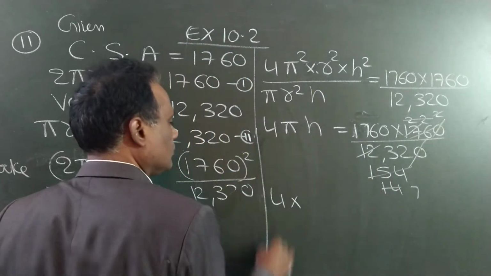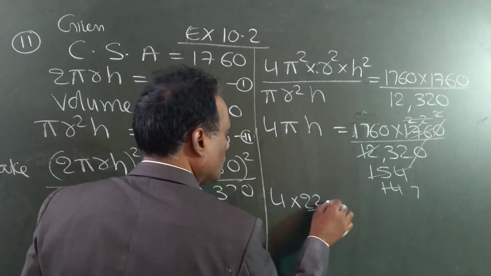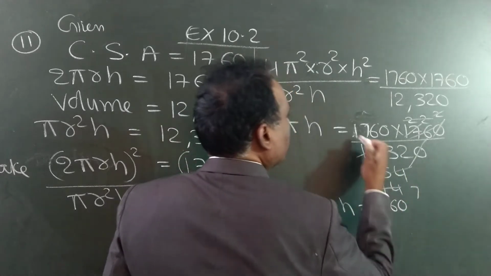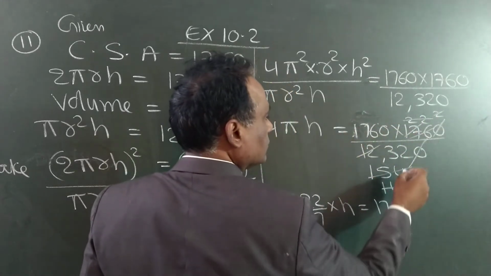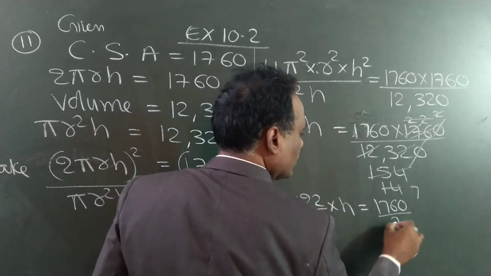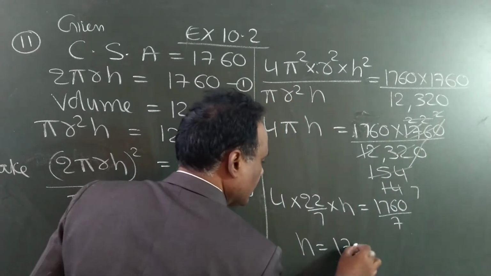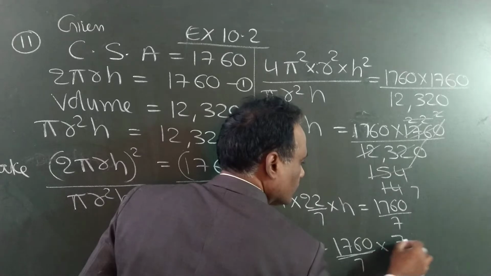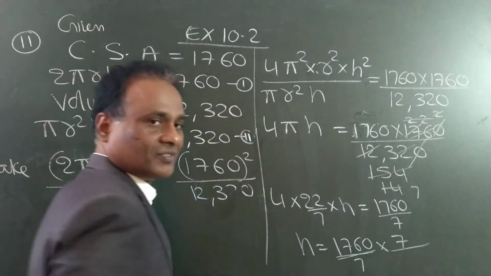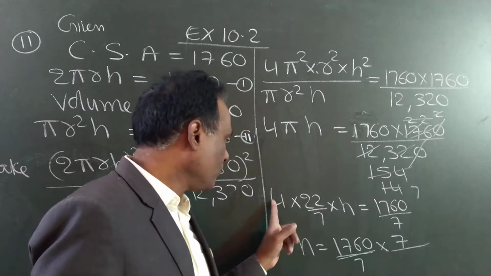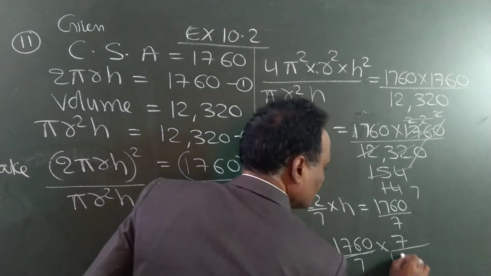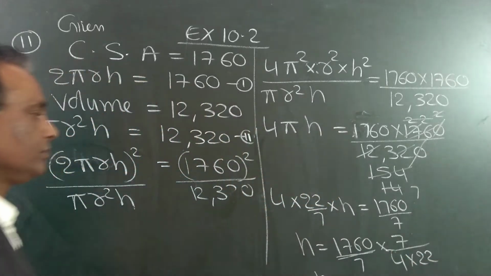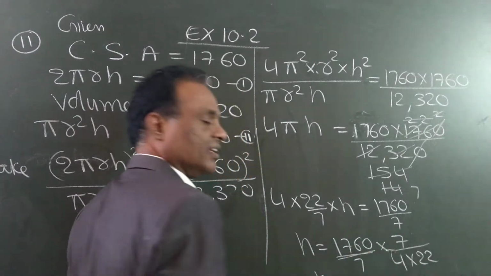4 into pi is 22 by 7, into h is equal to, what is the remaining? 1760 remains, all get cancelled, by 7 remains. So h is equal to 1760 by 7, into 7 will go up. 7 in the denominator will go up. 4 and 22 will be the denominator. Seven cancel.